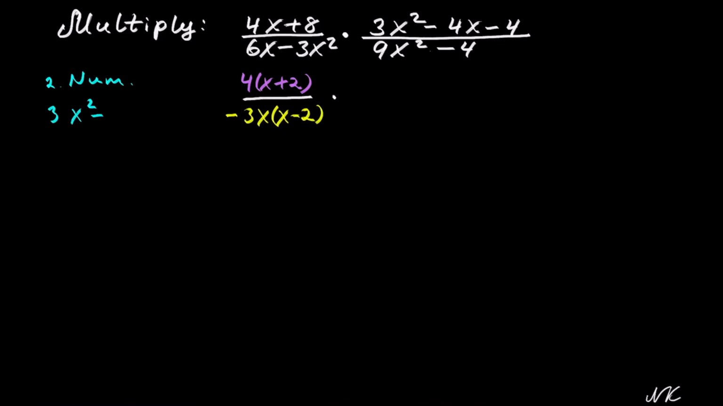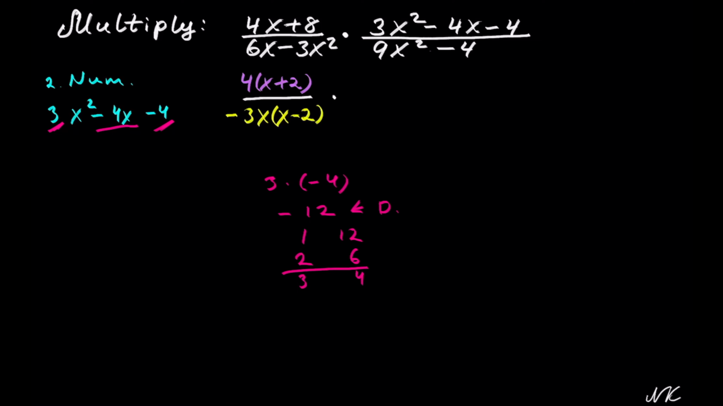Times, let's factor the second numerator, which is 3x squared minus 4x minus 4. We begin by multiplying the first number by the last number, and we have 3 times negative 4, and we get a product of negative 12. Now we list all of the factor pairs of 12. We have 1 and 12, 2 and 6, 3 and 4, and that's it. Because this is a negative product, we are looking for a difference of factors, and the difference has to be negative 4, because that's the middle term, negative 4x.